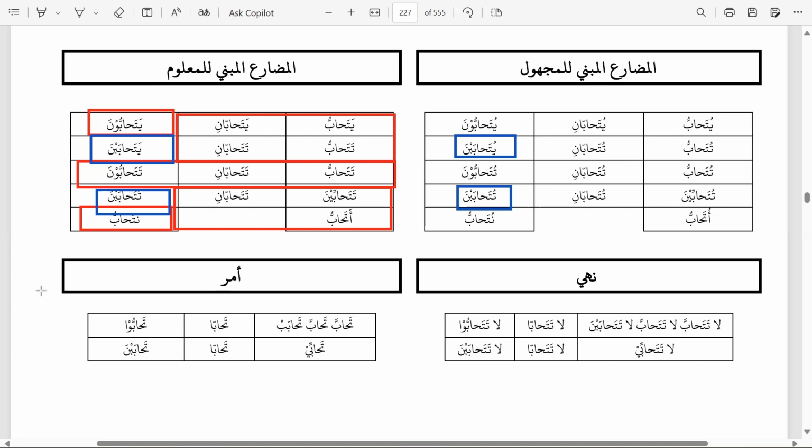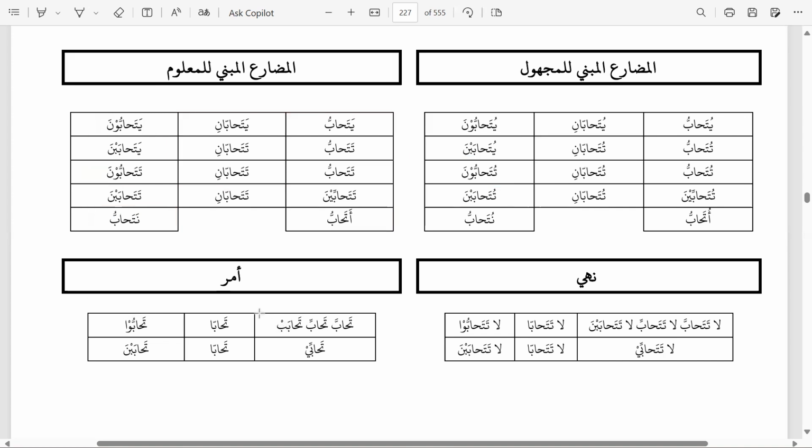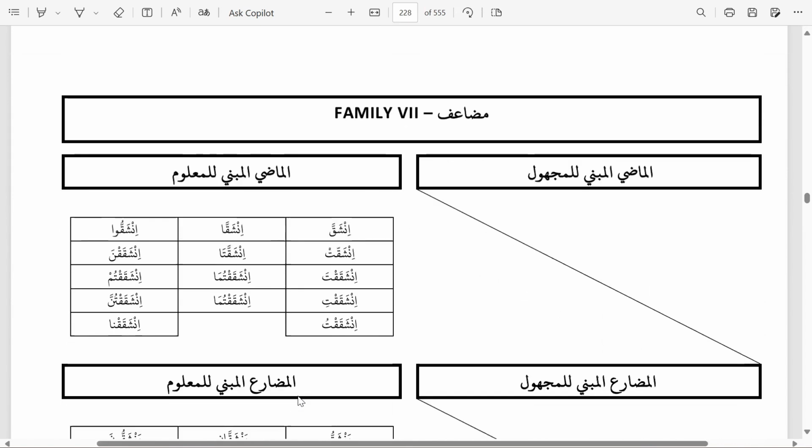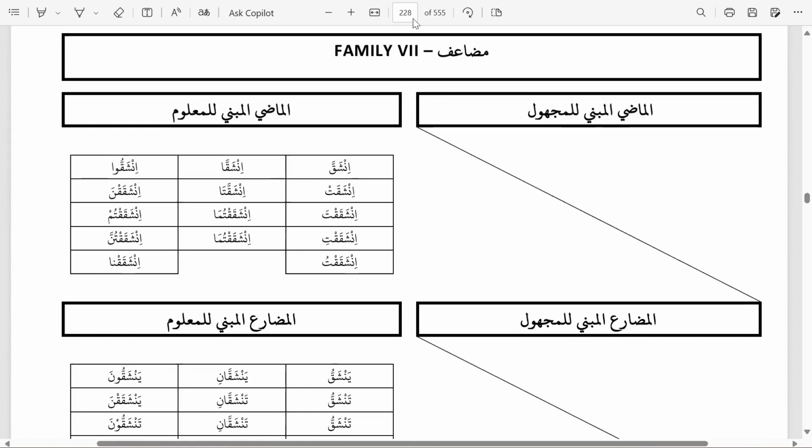Amar follows the same. Anta has 3 forms of Fele Amar, while antuma, antum, anti, antuma, and antunna have only 1 version. The same happens in Nahi also. We are applying the same rule again and again on each family, so it seems like we are repeating things, but I'm just trying to make it clear to you with every family.